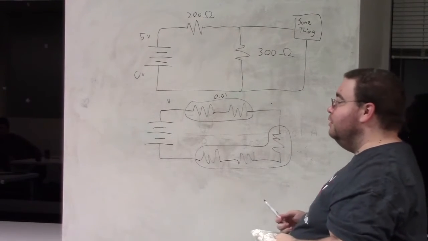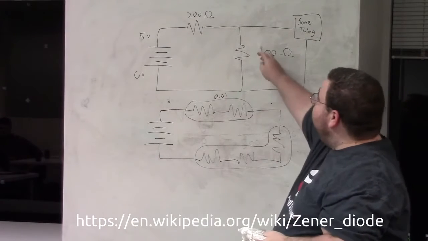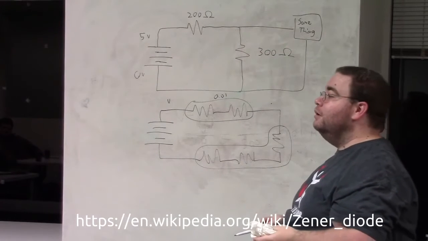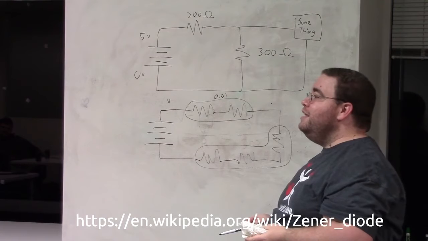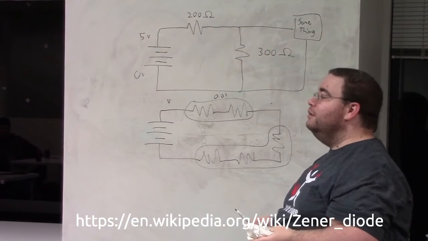And you said this strategy is called a voltage divider? Yes, this is a voltage divider. How do you spell Zener? Zener.